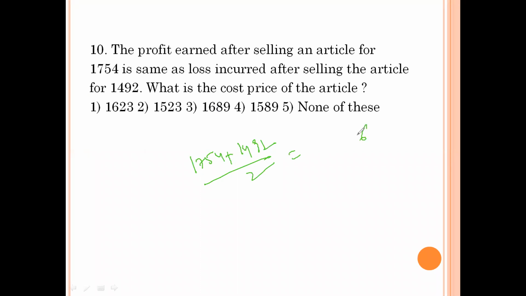6 4, 7 plus 5 12. Then we divide and get 1623 as the right answer. So option number 1 is the right answer.